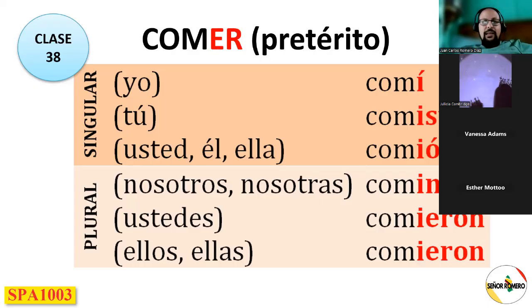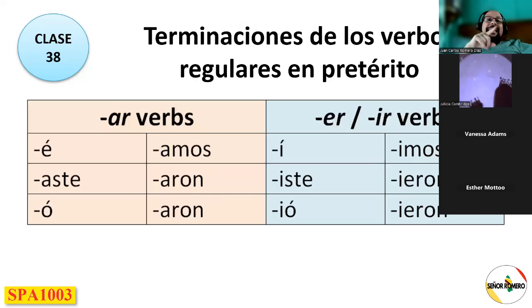But let me move two slides further. Look, see, the ending for the AR verbs, I'm talking about the simple past, are é, aste, ó, amos, aron. And the endings for the other verbs, ER and IR, are the same. Í, iste, ió, imos, ieron. And that is the simple past in Spanish.